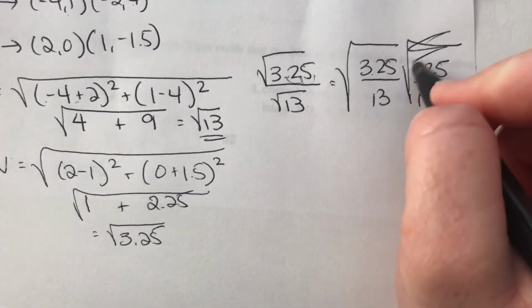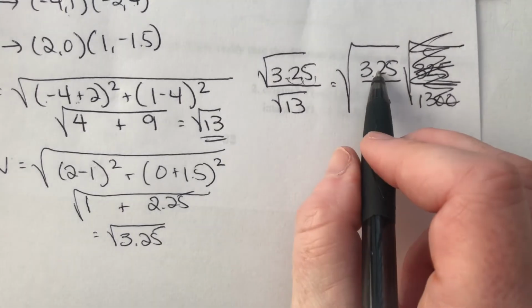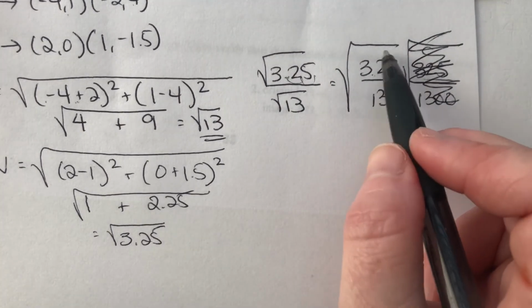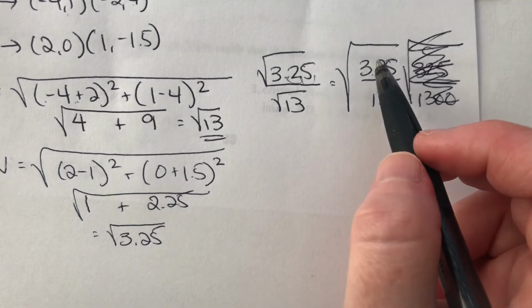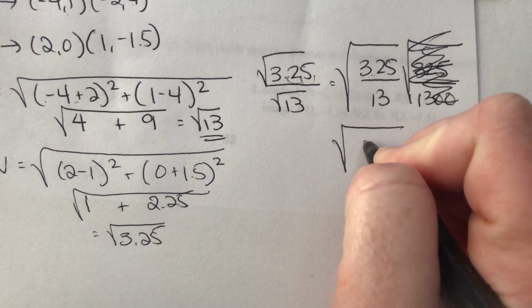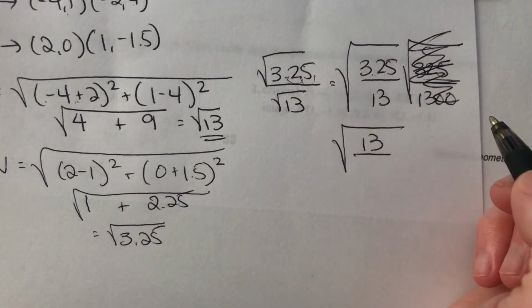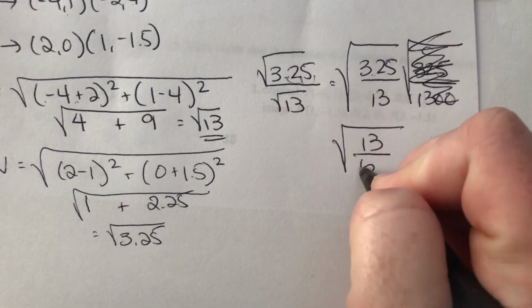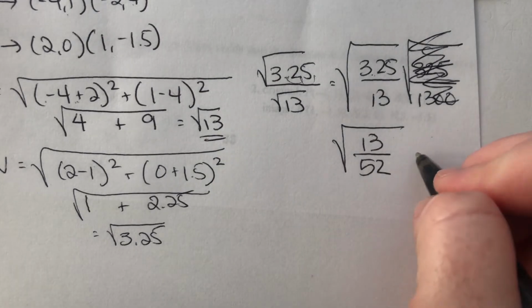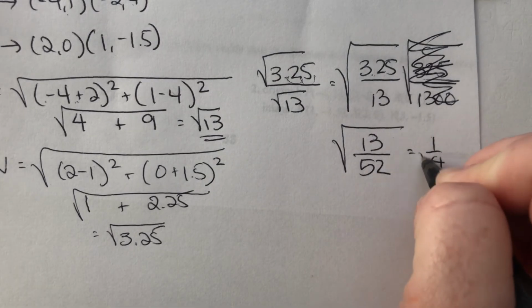I'm sure there's a much faster way. Actually, I'm not going to do that by 100, just kidding. I'm going to multiply it by 4, because all I want to do is get rid of the decimals. 0.25 times 4 is 1, so 3.25 becomes 13. And 13 times 4 is 52. Then I can divide the top and the bottom by 13, and I get 1 over 4.